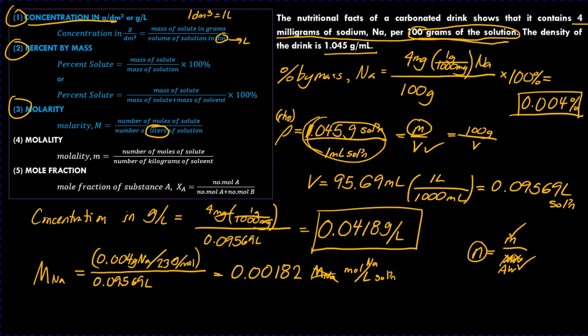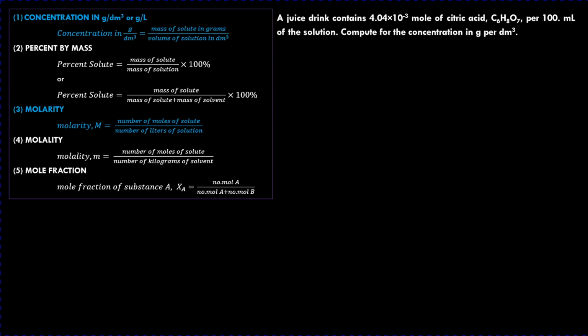Alright, so let's move on to the next problem. Here is the problem: a juice drink contains this amount of moles of citric acid in 100 ml. We already have moles. Here we have the moles of the solute, which is citric acid, and the liters of the solution. The volume of the solution is in ml, so we just need to convert it into liters by dividing by 1000. So 100 ml is equal to 0.1 liters.